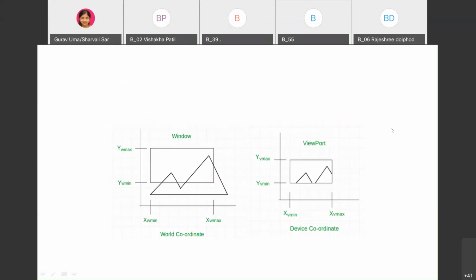So see, this is a diagram. It shows a figure of windowing and viewport. Now in the first diagram, there is a window. The object is displayed in the window. We will consider it as a world coordinate. World coordinate means our real coordinate, the real object coordinate. So one window is considered, and in that the real coordinate is displayed.